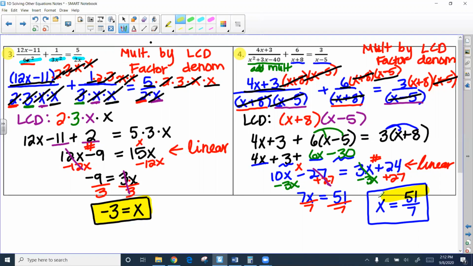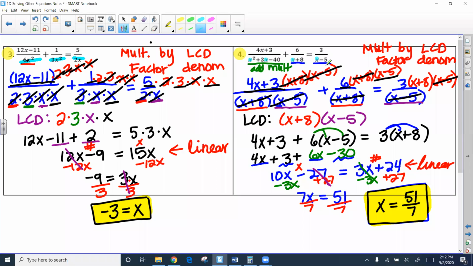Okay, so there's our solution: x equals 51 over 7. And we just want to make sure that I would not get a 0 in any of the denominators. If I plugged in the 51 sevenths for any of the x's, we want to make sure we wouldn't get a 0 in any of the denominators, and we would not. So this is a valid solution.